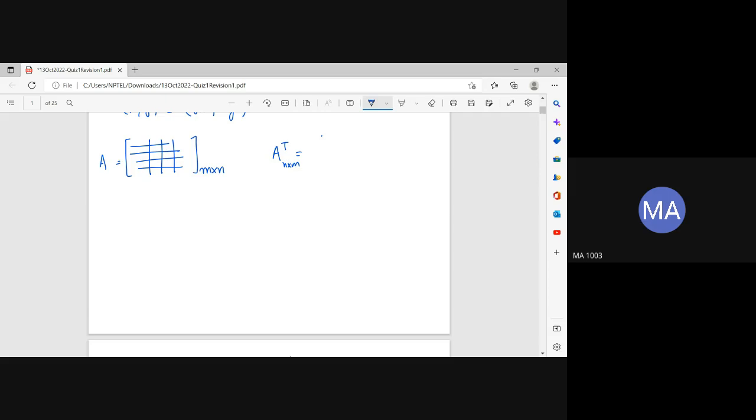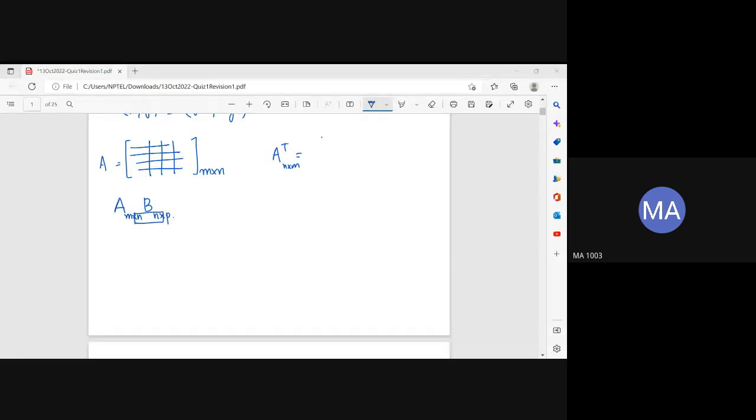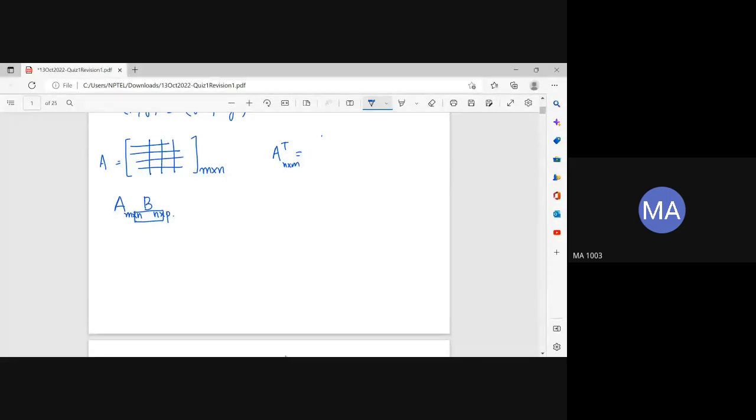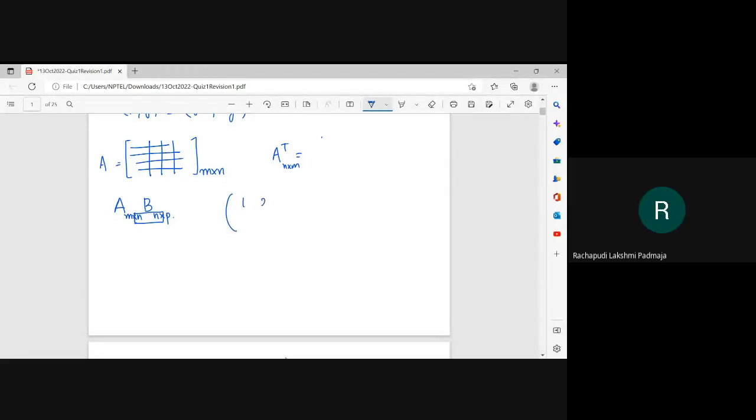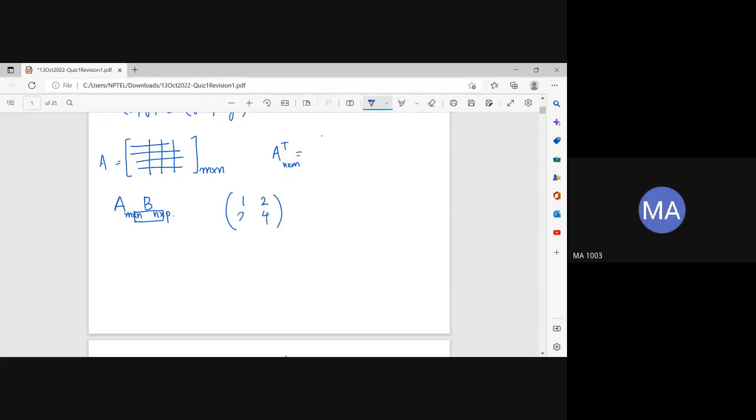how do we multiply two matrices? Can we always multiply two matrices? No, ma'am. Not always, but if the columns of the first matrix and rows of the second matrix are the same, then we can multiply them. So if the number of columns of the first matrix is equal to the number of rows of the second matrix, then we can multiply two matrices. And how do we multiply? Rows into columns. First row with the first column, second row with the second column.